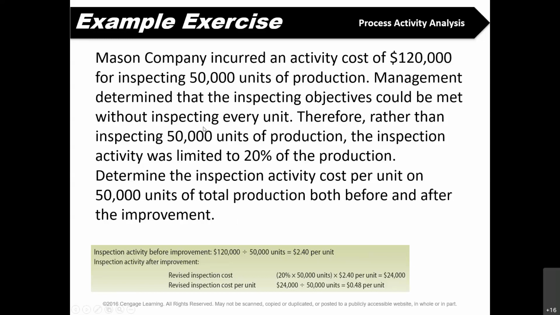And then, as we see, we revised it down to only inspecting 20%. So at first we did every unit, 50,000 units. That's $2.40. Then we said, hey, in order to be more efficient, we're only going to inspect 20% of the units. So in order to figure that out, we would take our 50,000 units times 20%. That would get us to the number of units that we would inspect. And we would multiply that by the $2.40 to get us down to $24,000. $24,000 divided by the 50,000 units would be 48 cents per unit. Yeah, that's a good example. I like that.